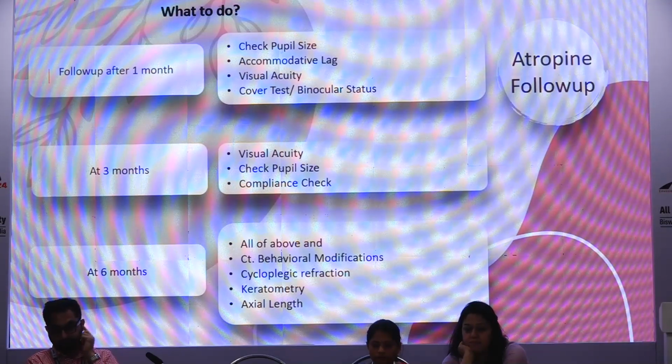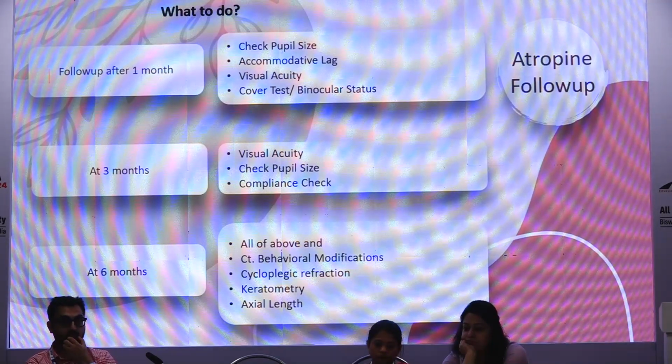At 3 months, we would again check the visual acuity, pupil size and compliance. We would check the compliance at 3 months because in the first month everybody is really into it, that the child has myopia, we will do something about it. By the end of 3 months, everything sort of gradually goes down. So we have to do a compliance check whether patient is actually putting the drops or not.